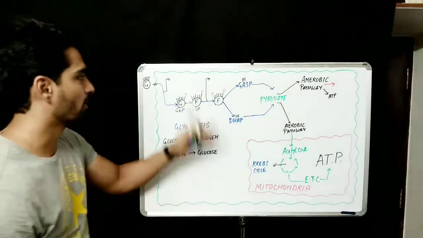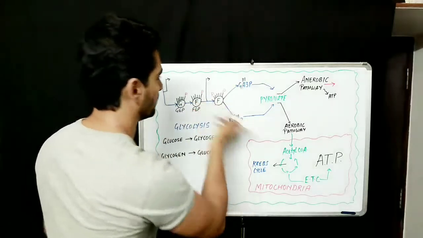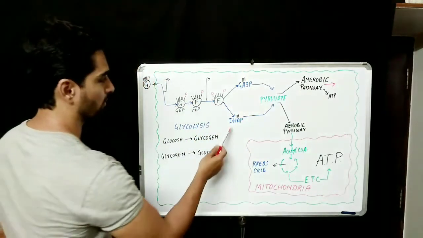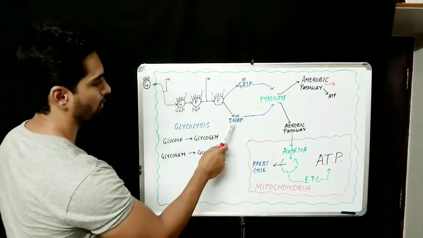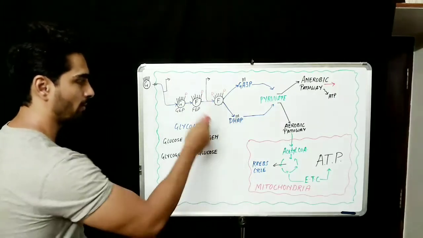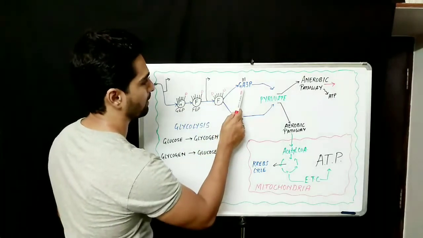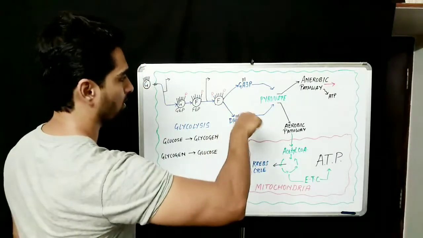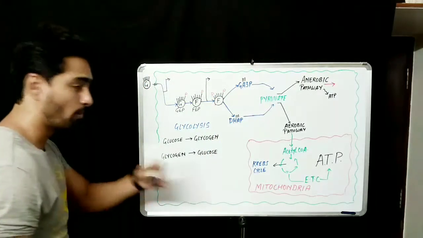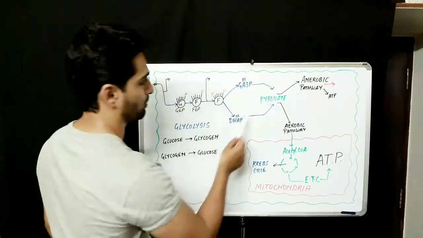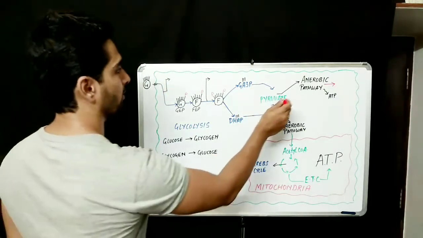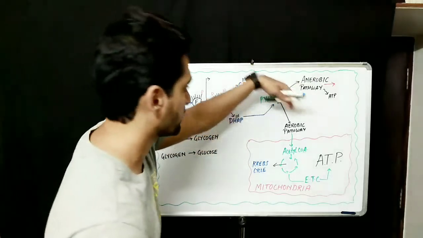So even this fellow divides into 2. So 3 carbons go here, 3 carbons go here. So these molecules are called dihydroxyacetone phosphate with 3 carbons and glyceraldehyde 3-phosphate with 3 carbons. These 2 molecules undergo a lot of reactions producing ATP to form what is called pyruvate. Now this pyruvate has 2 pathways.